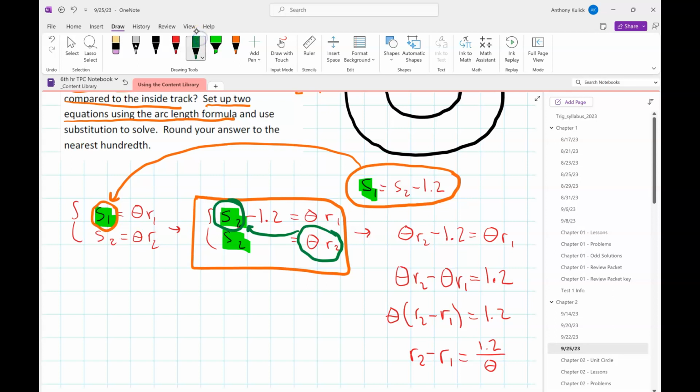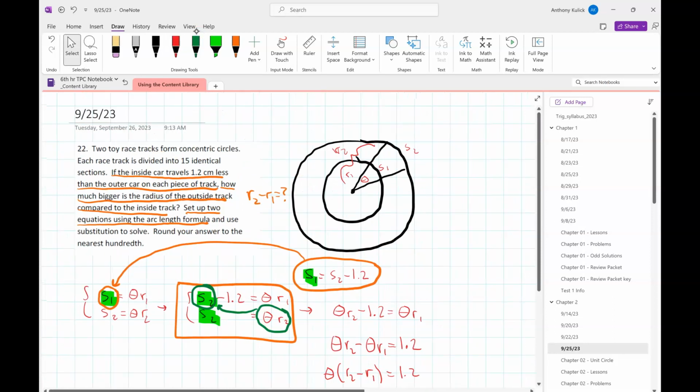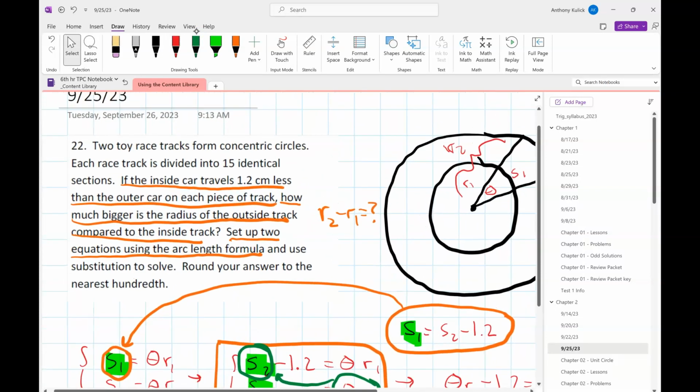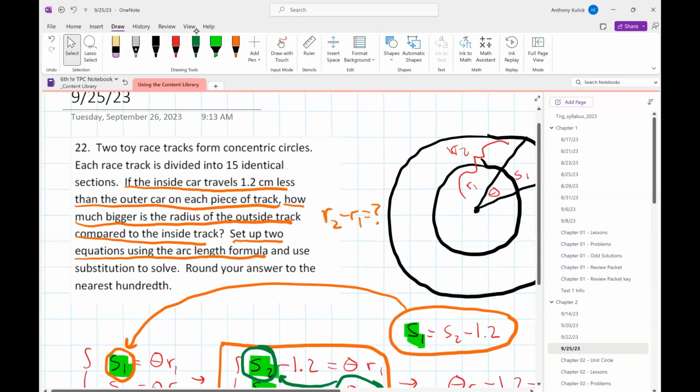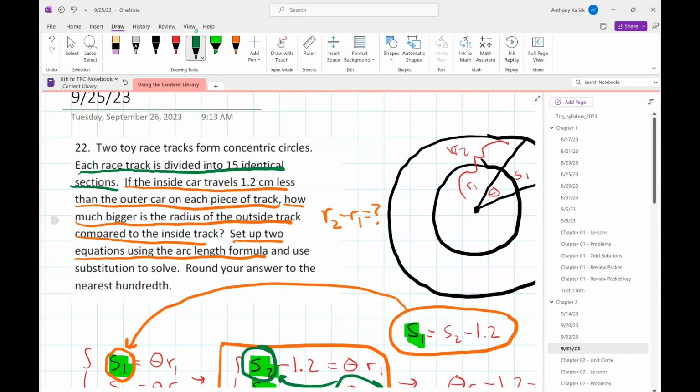Alondra, are we doing okay? All right. So what piece of information haven't we used yet that was given to us? That each piece of track is divided into 15 identical segments. So I'm going to use that to figure out what theta is.